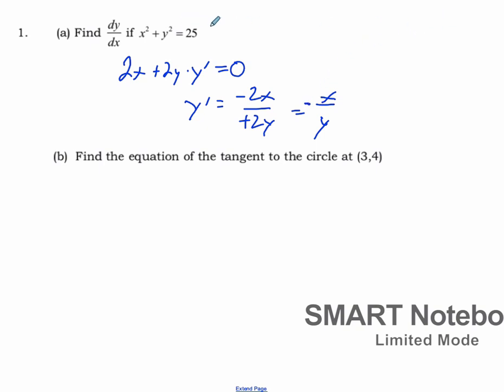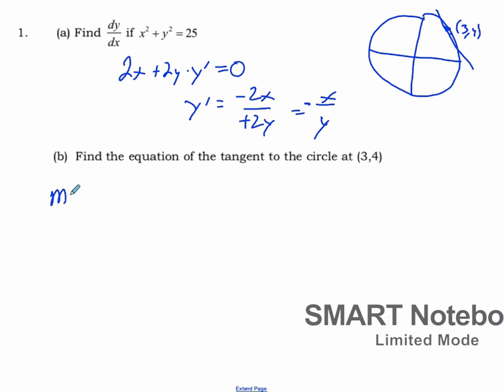So recall the graph of this is actually a circle with radius 5, and the point (3, 4) is somewhere like here. Alright, so find the equation of the tangent to the circle at that point. We can do that using dy/dx, right? So the slope equals negative x over y at any point along the circle. And at this point, we just plug in the 3 and the 4, and we have the slope.